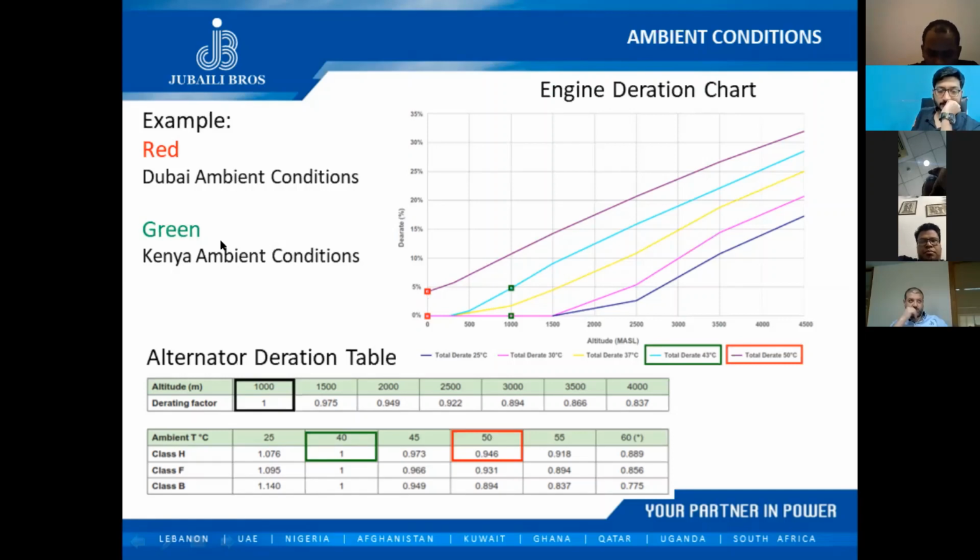Okay. Now let's take Kenya as an example. In Kenya, the ambient temperature is around 40 degrees Celsius. So we look at this turquoise line, okay, which represents 43 degrees Celsius, the closest to 40. And the altitude is at 1,000 meters above sea level.